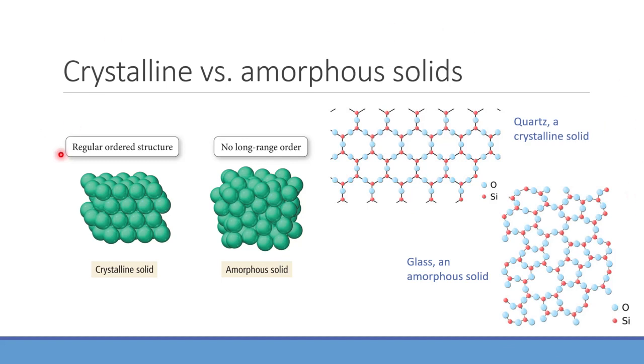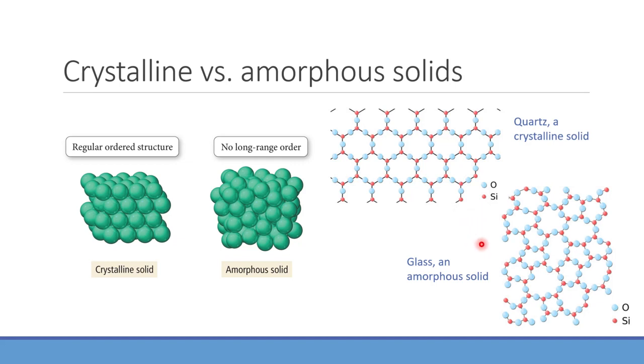We've got crystalline and amorphous. So a crystalline solid has a regular ordered structure, and we will talk more about this in a little bit. While an amorphous solid doesn't really have a long-range order, and you can see this difference in quartz and glass.